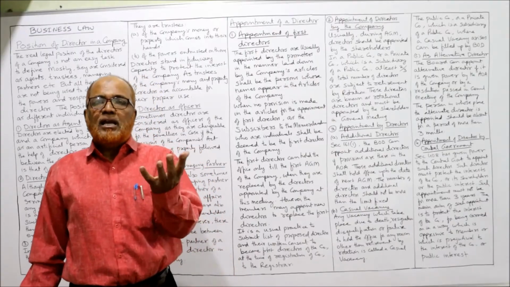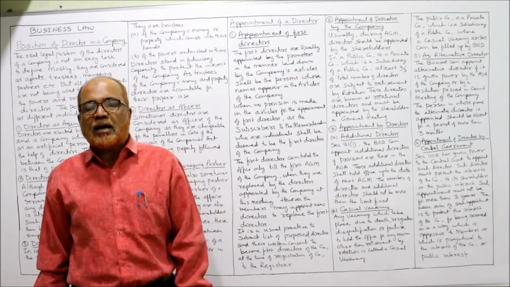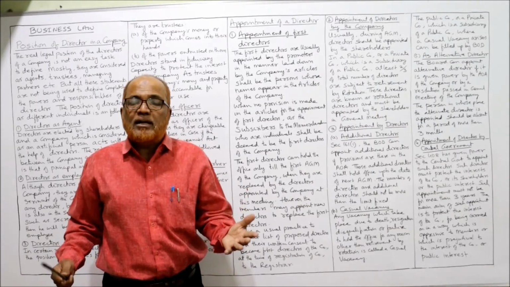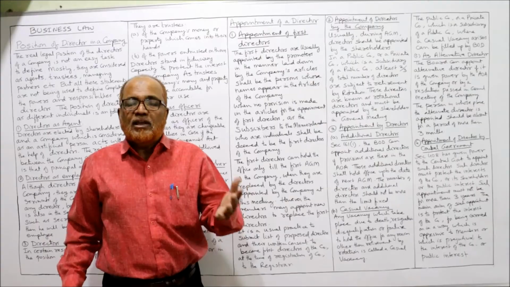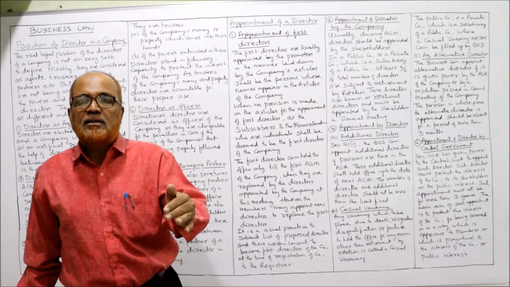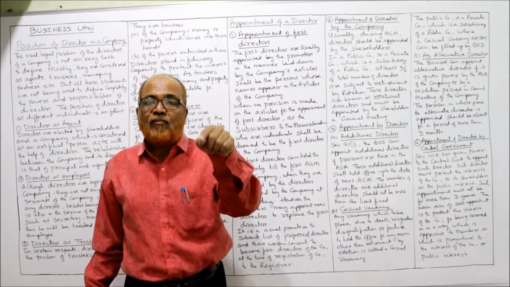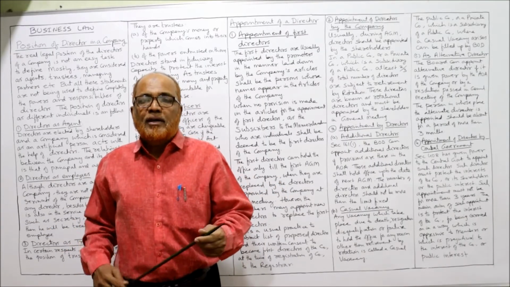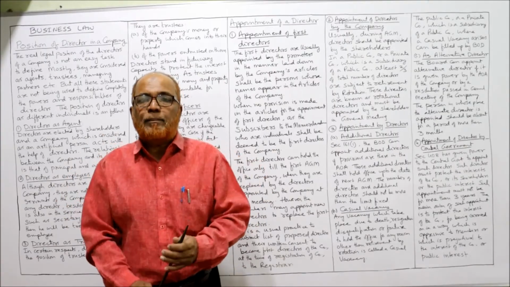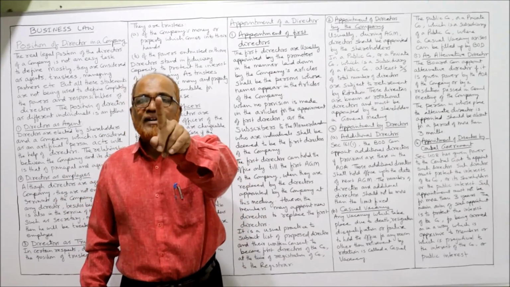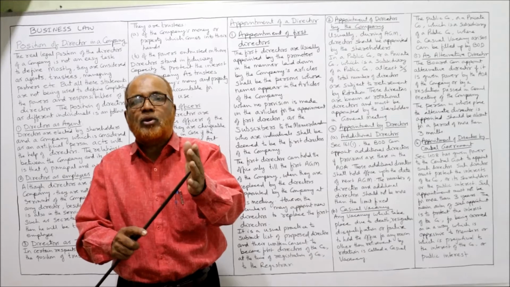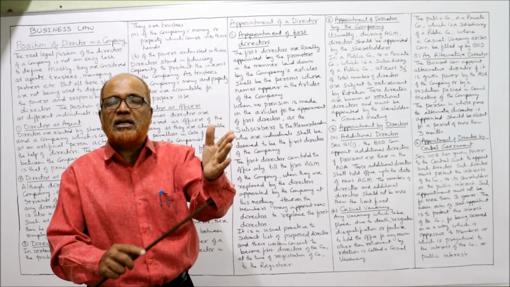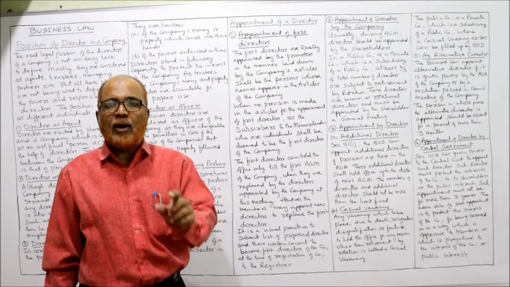When the company is incorporated, first directors have to be appointed. Now, who will appoint the first directors? The first directors will be appointed by the persons who formed the company. Who will form the company? Promoters. The promoters will incorporate the company, will launch the company. So first directors will be appointed by the promoters. The promoters will write the names of the directors in the Articles of Association, AOA.